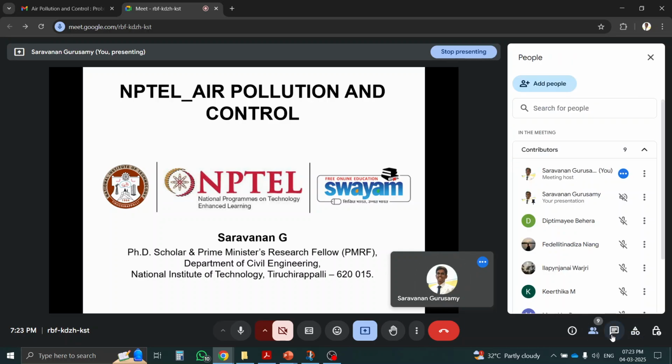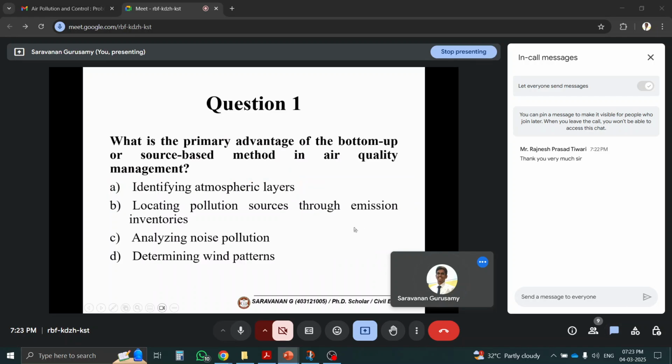No issue. Yeah. The first question is, what is the primary advantage of the bottom up or source based method in air quality management? So in air quality management, for source apportionment, we have two methods. One is the bottom up or source based method. The other one is the top down or receptor based method. So they are asking about the advantage of the bottom up method. Options are identifying an atmospheric layer, locating pollution source through emission inventories, analyzing noise pollution, determining wind pattern.